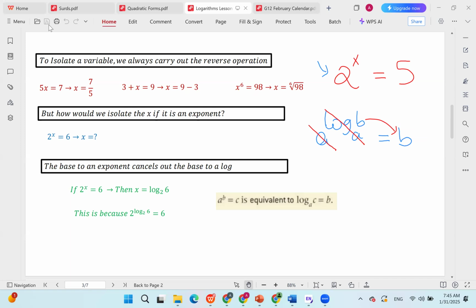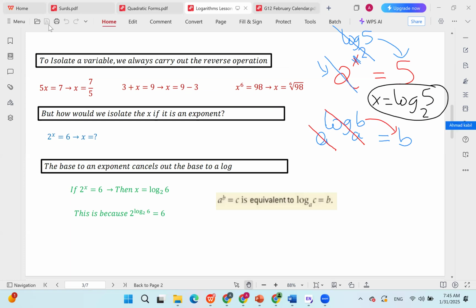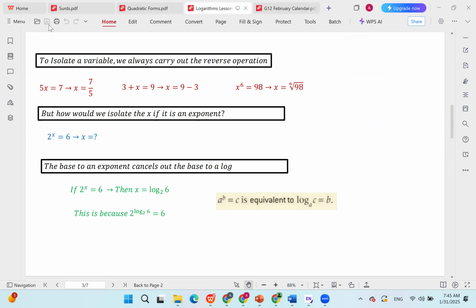So how would you apply that here? If I put x as log base 2 of 5, then this 2 cancels out with log base 2, and we do get 5 as a result. Hence, the correct answer here would be x equals log base 2 of 5. Let's take some questions to apply this concept.